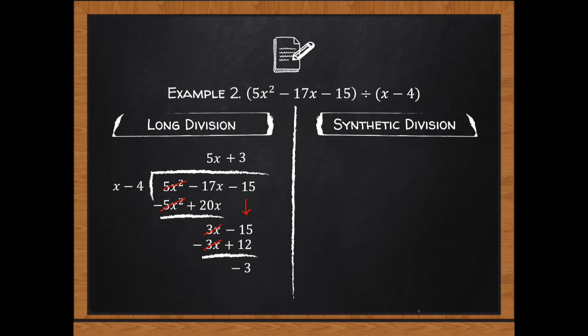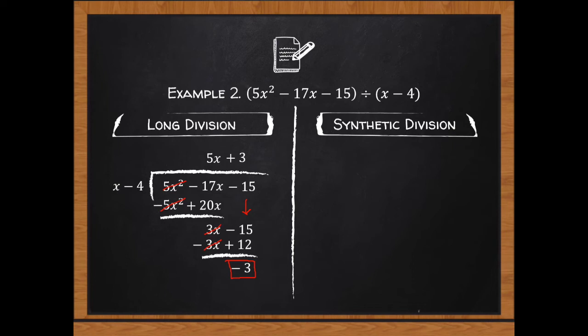Meron pa ba tayong next terms after negative 15? Wala na. So, we can stop dividing. In this case po, negative 3 is our remainder since siya po ang natira dito sa ilalim. So, we're done. We got the quotient, which is 5x plus 3 with a remainder of negative 3. So, are we clear?